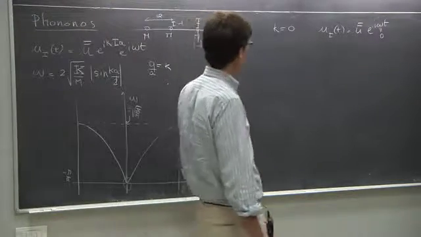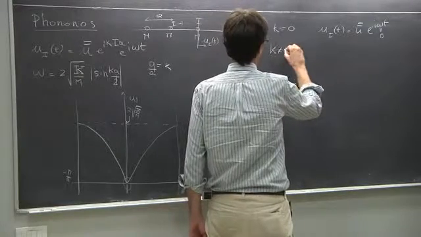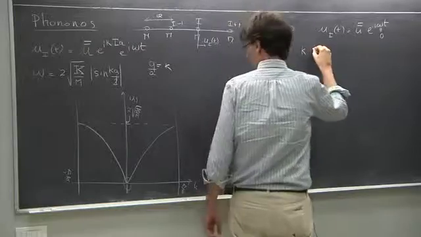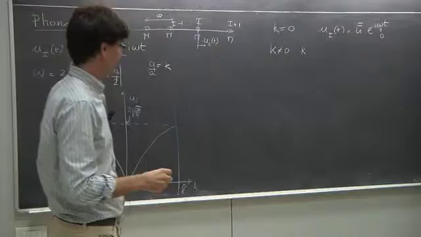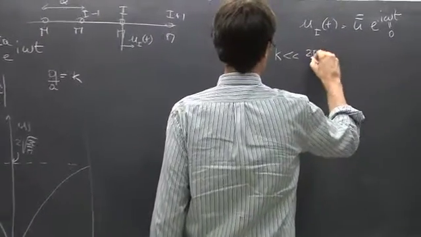What if k is different from 0, but is small? Small, what do I mean by small? Well, small compared to pi over a, for example. Small on this scale. So k much, much smaller than 2 pi over a.